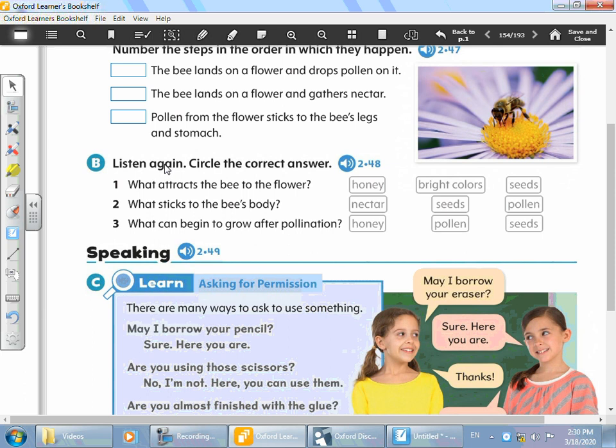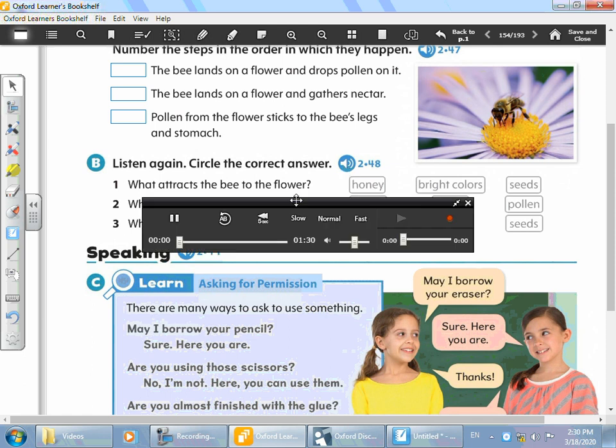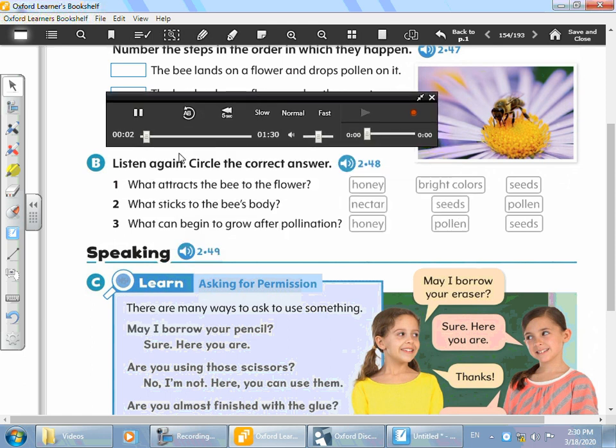Now here, moving on. Question B, it says, listen again, circle the correct answer. So we here have the first question. What attracts the bee on the flower? Honey, bright colors, or seeds? Let's listen and answer. Page 154.